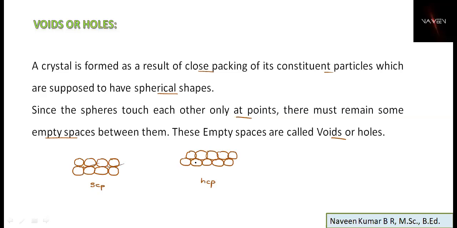Such empty spaces between the arrangement of particles, where there is no particle, are called voids or holes. In the three-dimensional arrangement, we are understanding two important types of voids, that is tetrahedral voids and octahedral voids. That we will try to give much importance.